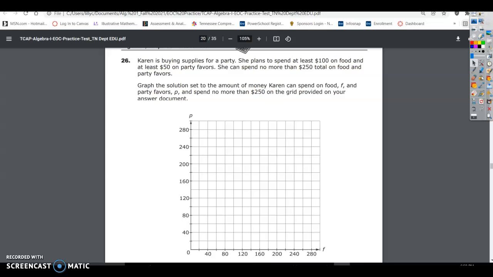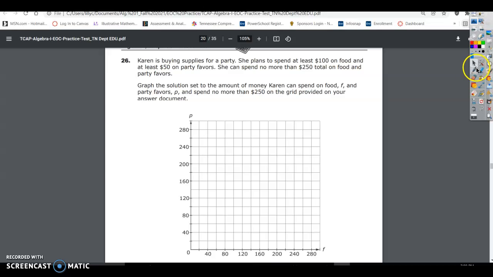Algebra 1 EOC practice test number 26. Karen is buying supplies for a party. She plans to spend at least $100 on food and at least $50 on party favors. She can spend no more than $250 total for food and party favors. Graph the solution set to the amount of money Karen can spend on food and party favors, at the same time spending no more than $250.